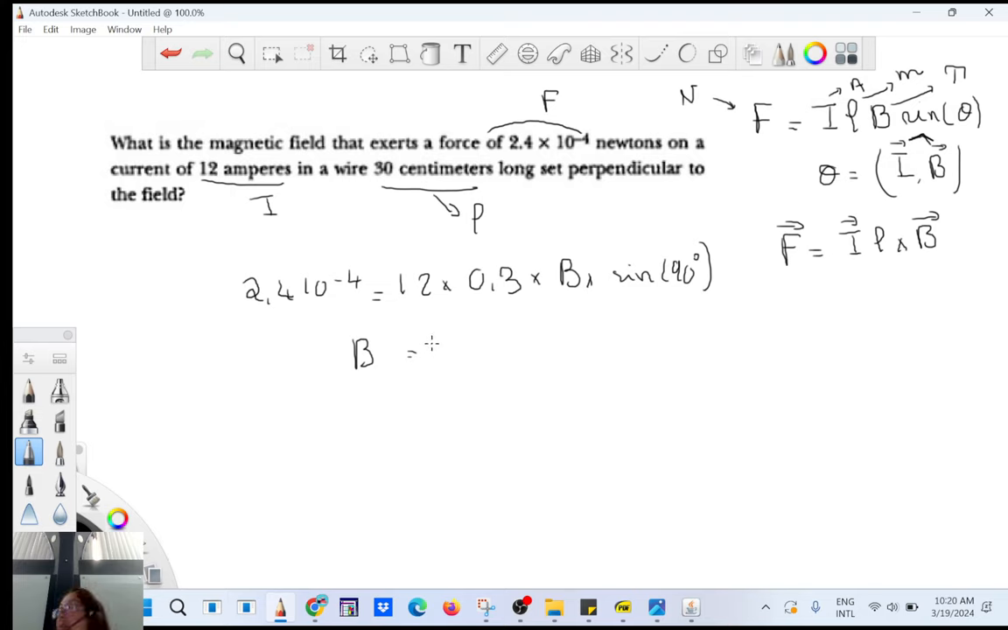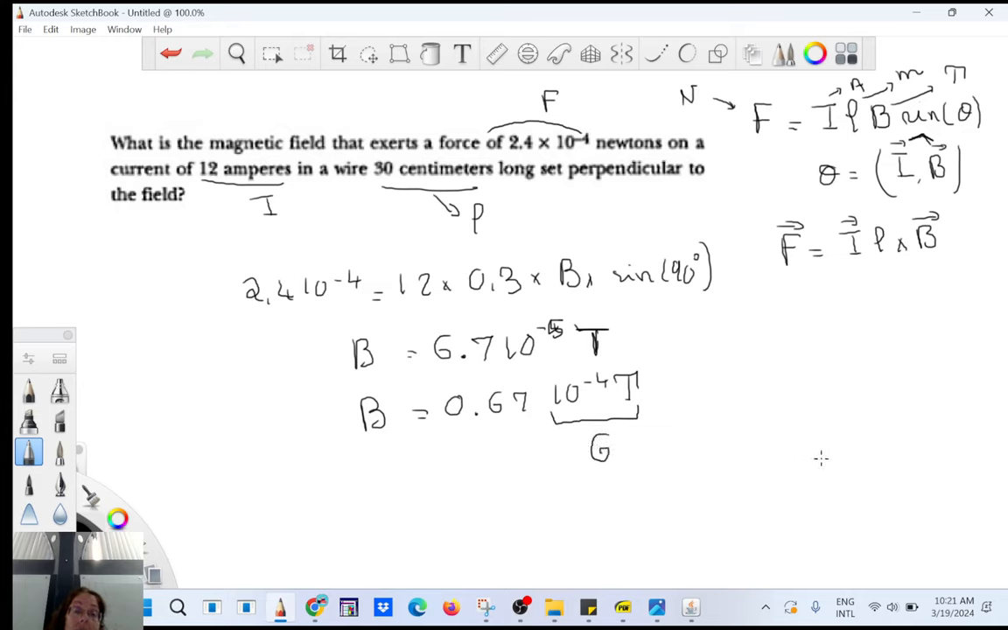Are you doing it, helping each other? It's going to be, I found 6.7 times 10 to the negative 4 Tesla. Did you get that? Okay, now it's nice to have it in 10 to the negative 4. So I'm going to divide by 10 to the negative 4 and get 0.67 times 10 to the negative 4 Tesla. Why? Because this is the subunit Gauss. So 1 Gauss is 10 to the negative 4 Tesla. So that will be 0.67 Gauss. Okay? So it's just a change of unit.